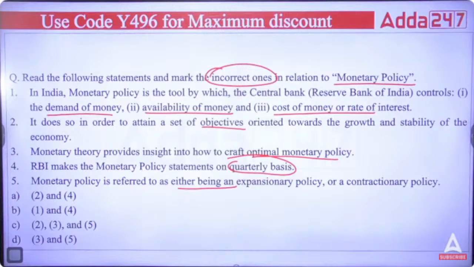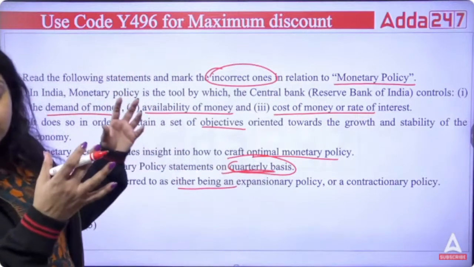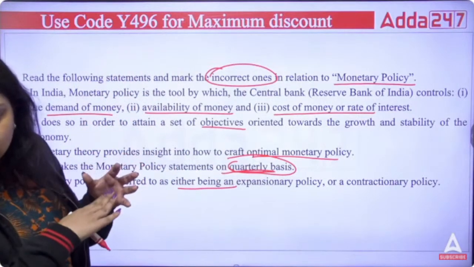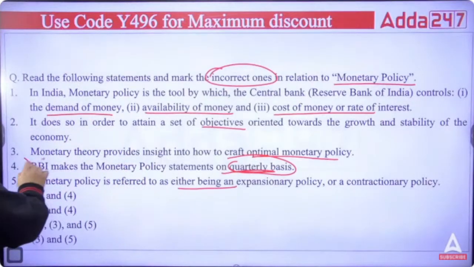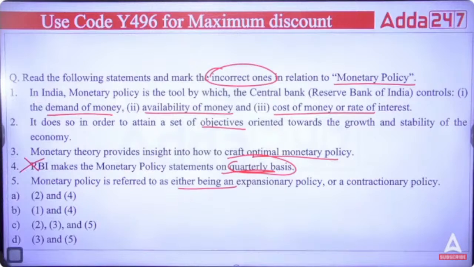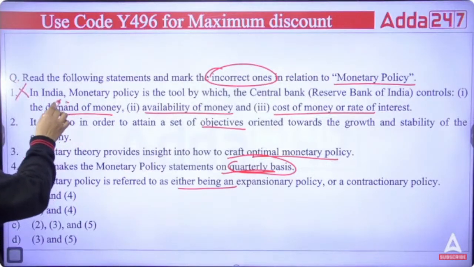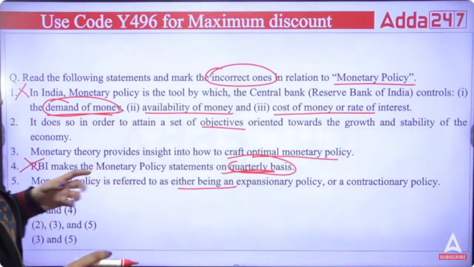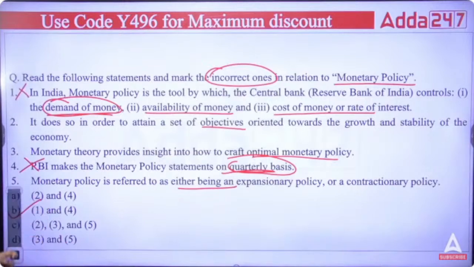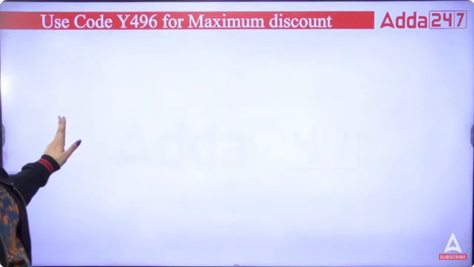And the right answer for this particular question will be: the quarterly review is not there, the bi-monthly review is there. Mr. Raghuram Rajan actually changed this quarterly to where? To the bi-monthly. So the fourth one is incorrect. And the first one is also incorrect. Reason, because you are talking about demand of money. The demand of money cannot be controlled by RBI. So the right answer is B. First and fourth are incorrect, the rest are correct. So the right answer will be your B.